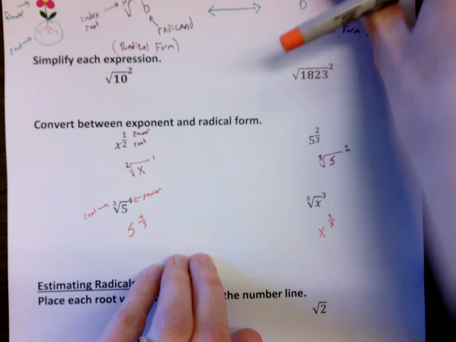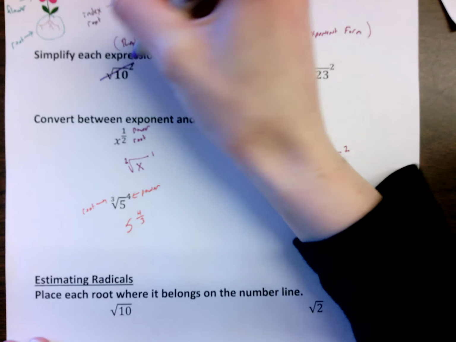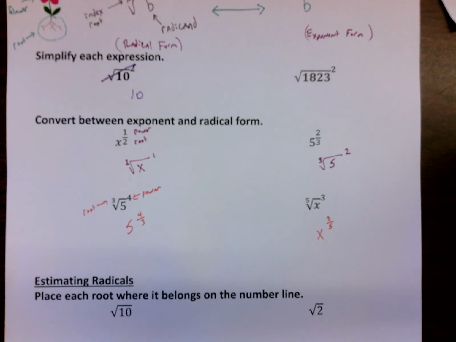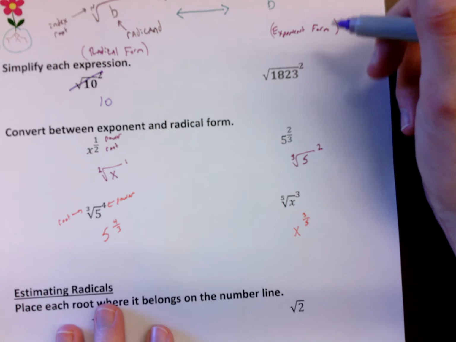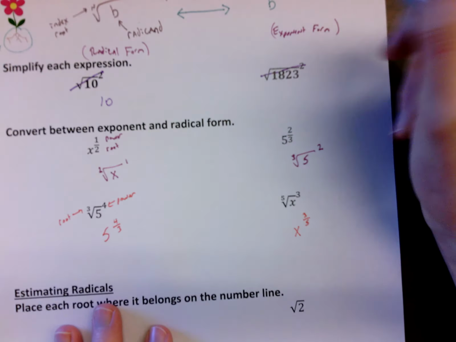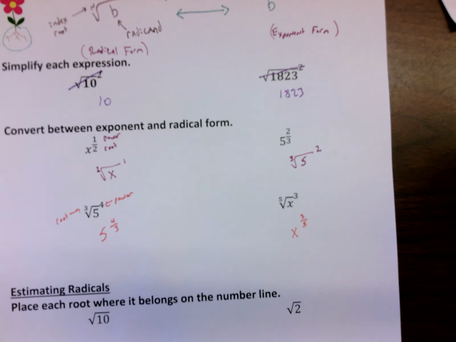Okay, so when I look at these two expressions here and it says the square root of 10 squared, I look at that and I say, oh, those are inverses. So this squaring and that square rooting cancel each other out and I'm left with just 10. Okay, same thing over here. This one looks like it's going to be really hard. That's a big number, right? But squaring and square rooting cancel each other out and I'm left with just that 1823. You don't have to do any math to figure it out. I just want to know that you realize that squaring and square rooting are opposites.